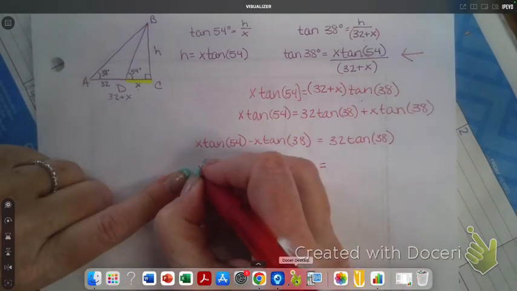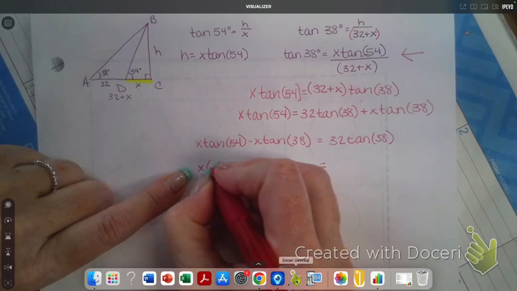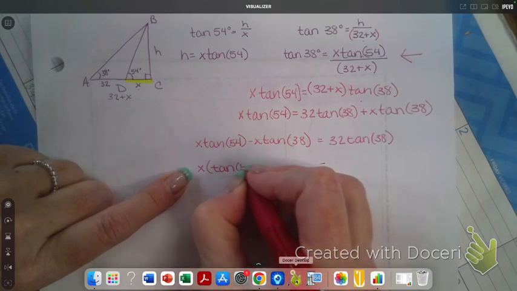Because we're going to go from 2 x's to how many x's? 1.